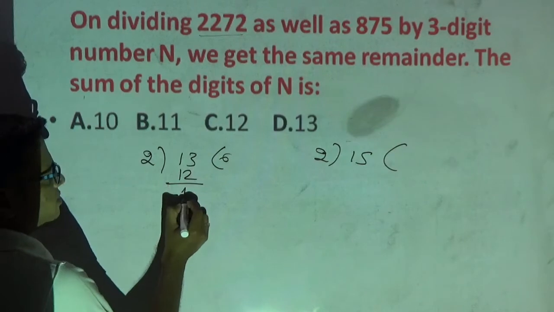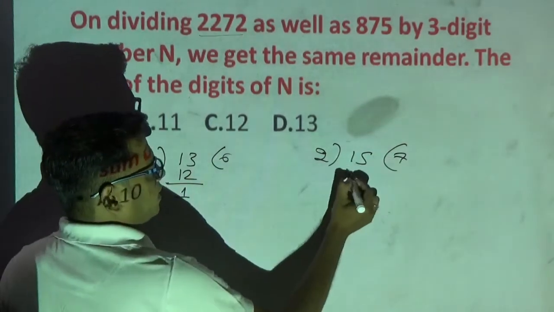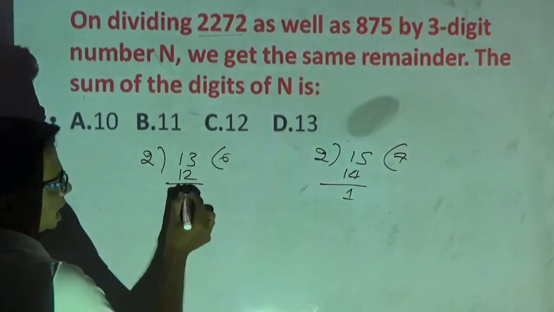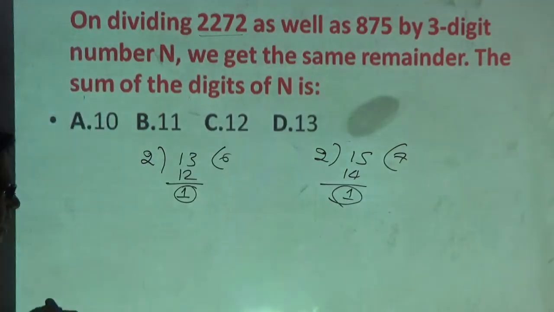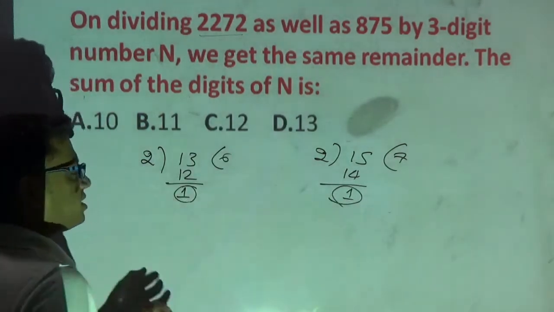12. Remainder is what? 1. Here 2 7s are 14. Remainder is 1. See, I am getting the same remainder. Such an example I have taken. Okay, so yes, remainders are same.